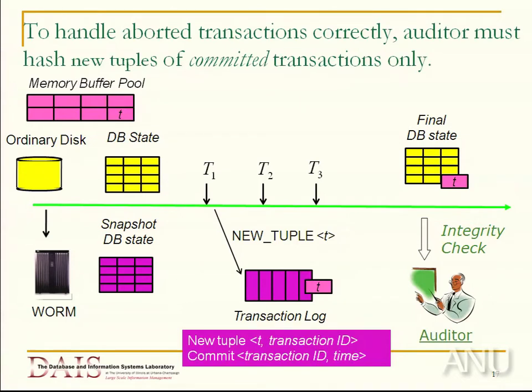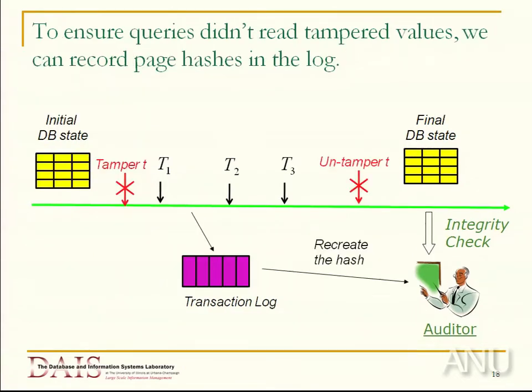Another reason this doesn't work is that there's an attack that the audit can't detect. So suppose I tamper with the value of T by just changing it in yellow storage. I don't even worry about trying to tamper with the log. I just tamper the yellow storage. And then later, before the auditor comes, I untamper. I change the value back to what it should have been.